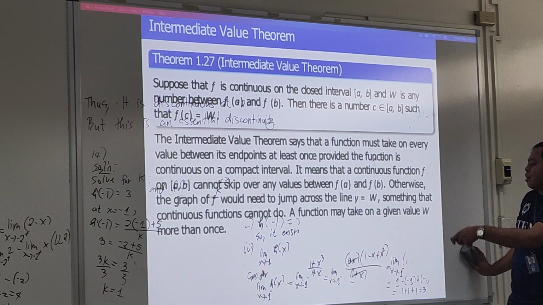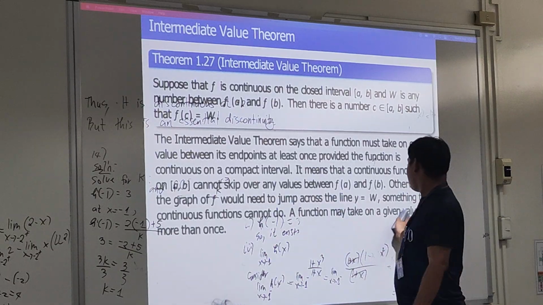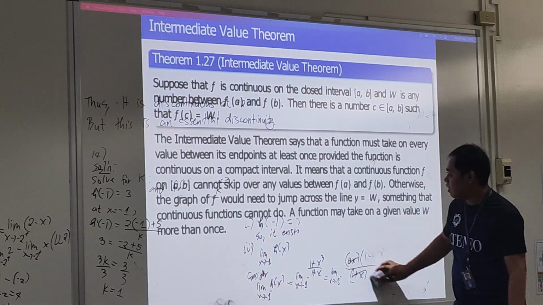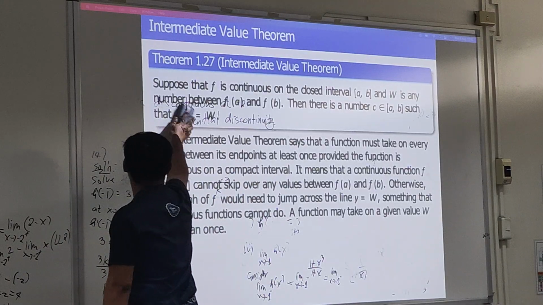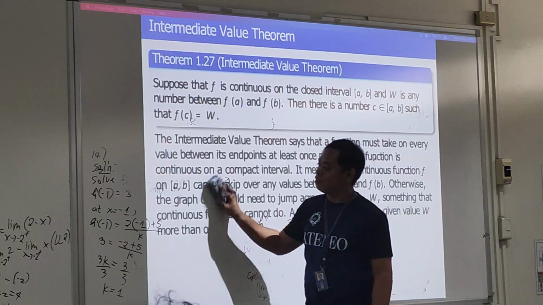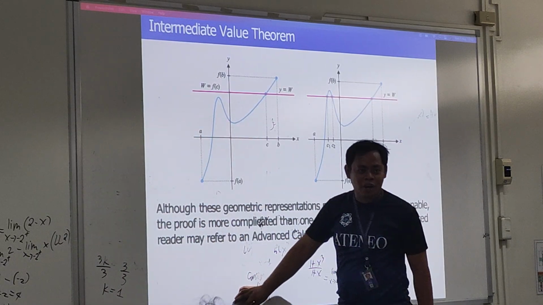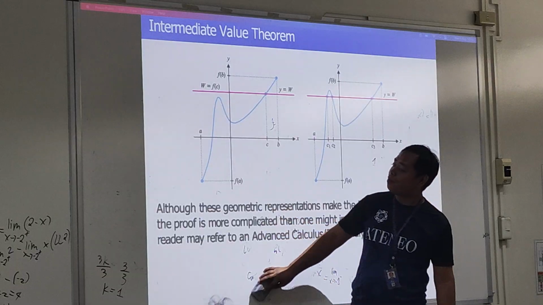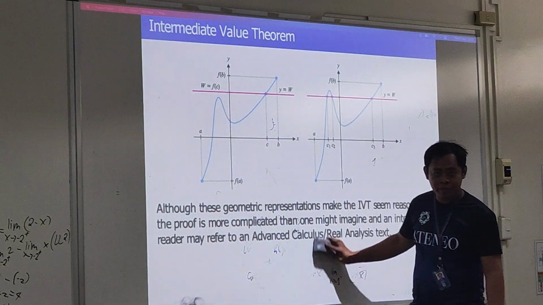A function may take on a given value W more than once. That's possible, right? There are a lot of given values of x for which the function equals W. So that means your W is not necessarily unique. As you can see here, if we are going to illustrate that theorem, this will be the corresponding interpretation.